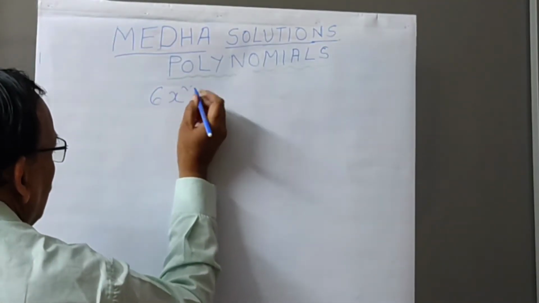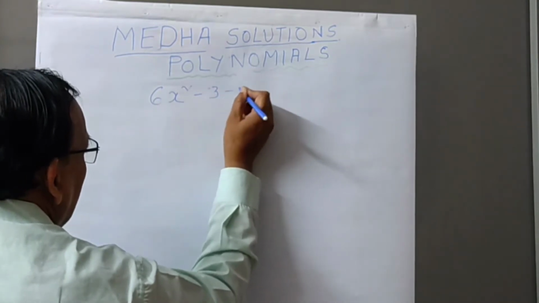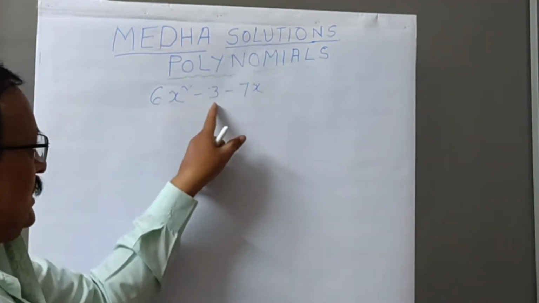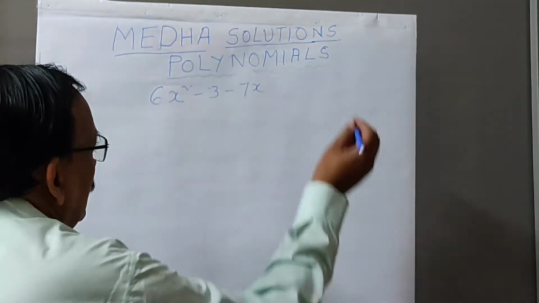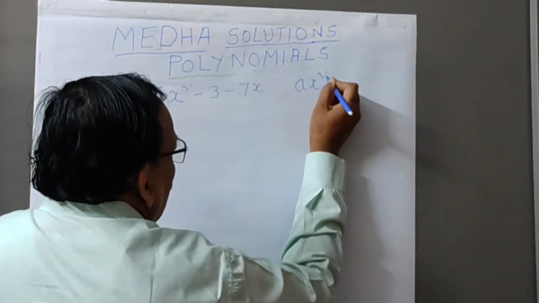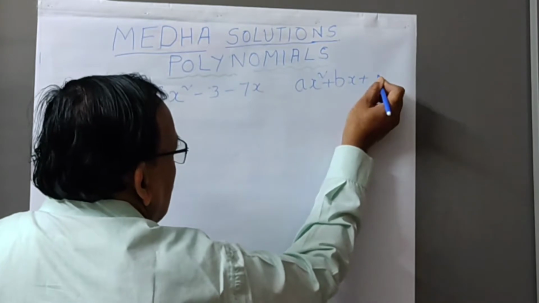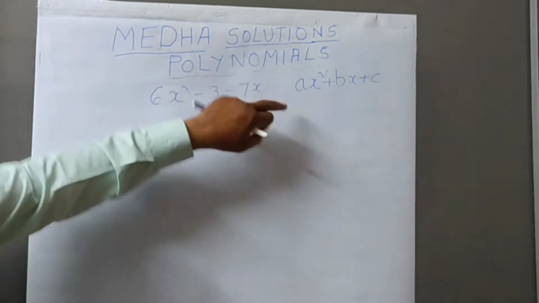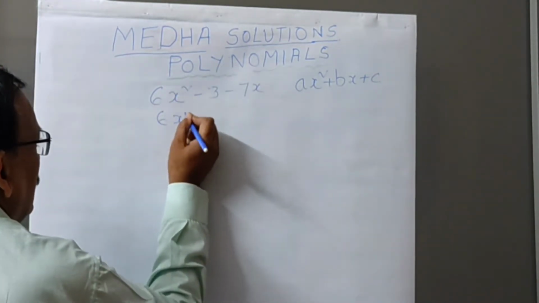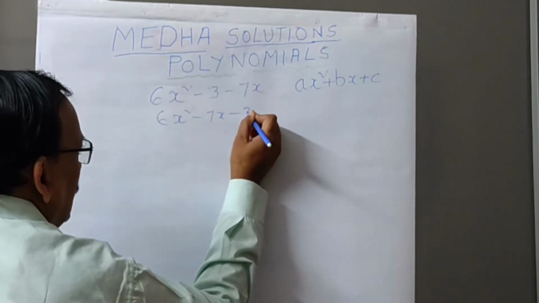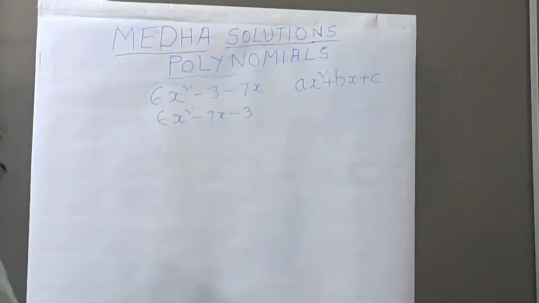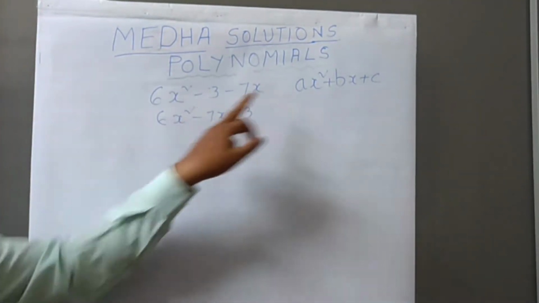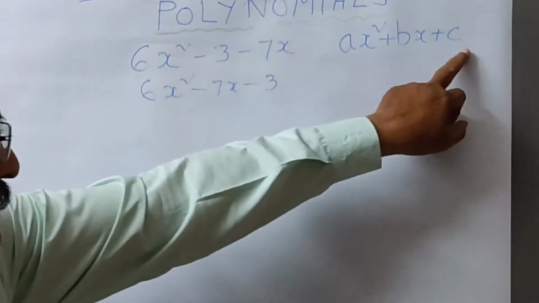6x square minus 3 minus 7x. Actually 7x is here and 3 is here, but our general formula is ax square plus bx plus c. Here the x term is the middle term, so we have to interchange the terms like this: 6x square minus 7x minus 3. As I told in my earlier class also, the coefficient of x square is the a value, and the c value is already there.